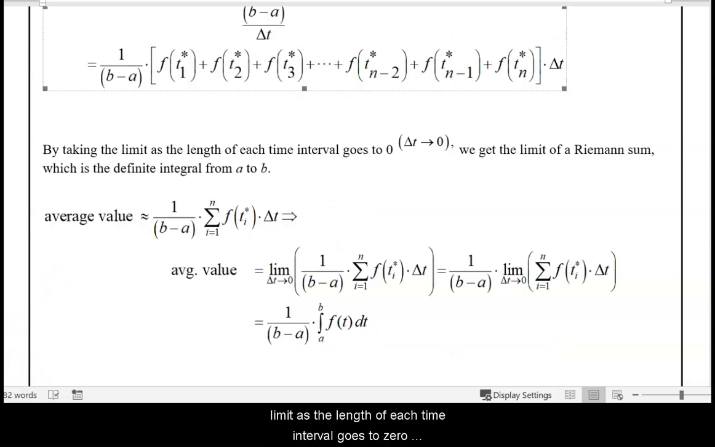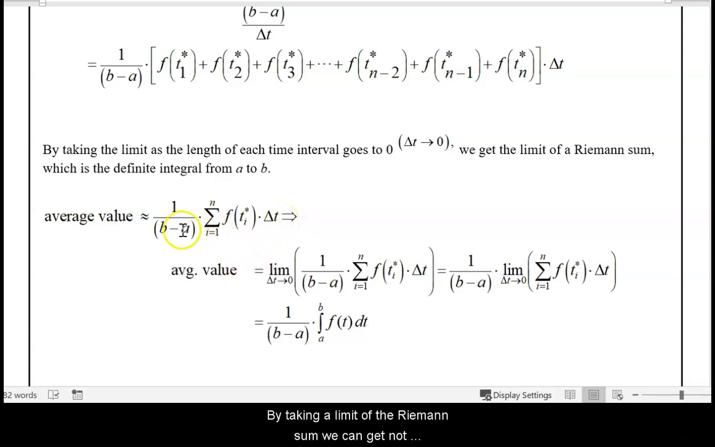By taking the limit as the length of each time interval goes to 0, delta t going to 0, then we can get the limit of a Riemann sum. The Riemann sum's limit is the definite integral from a to b. Our average value we approximated with 1 over b minus a here times all of our sampled speeds, which is the sum from i equals 1 to n of our sampled speeds, times delta t at the end.